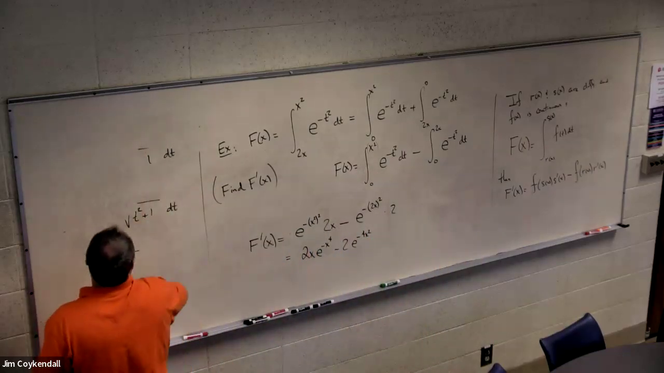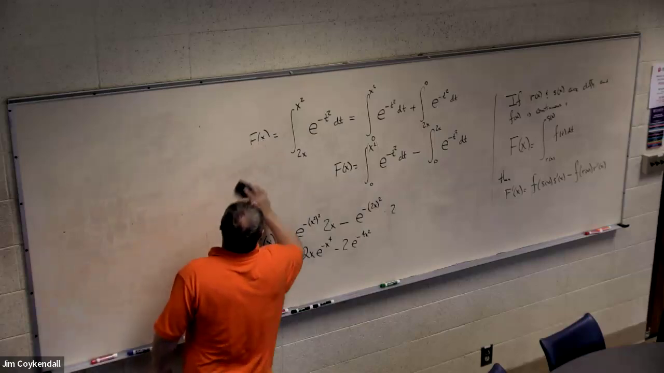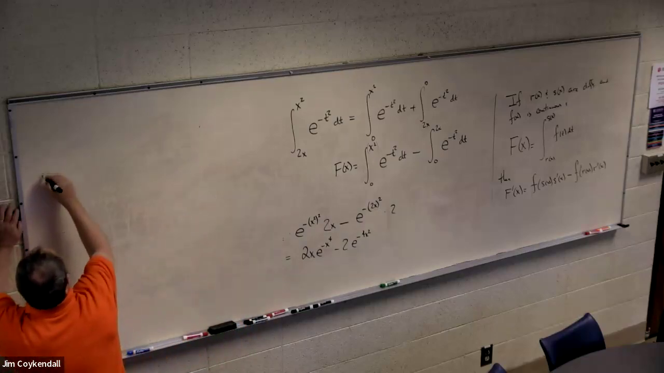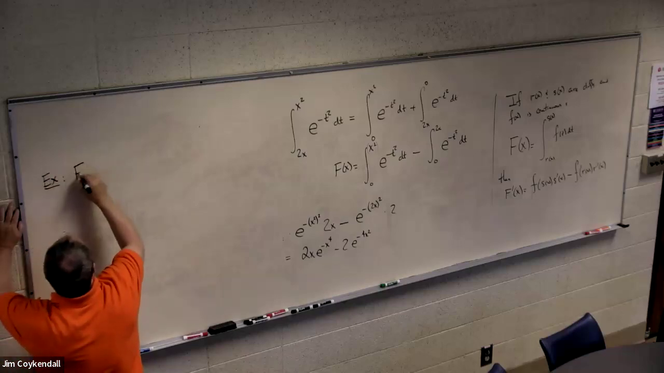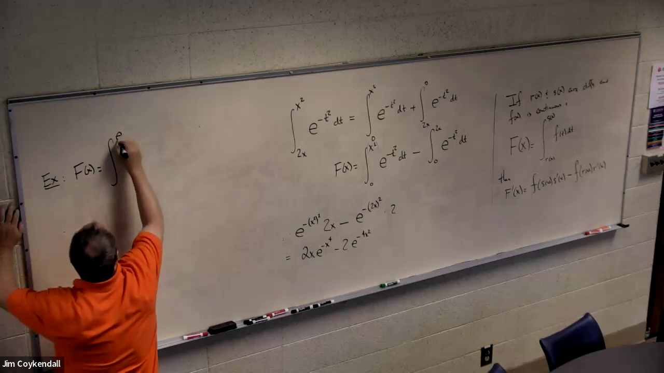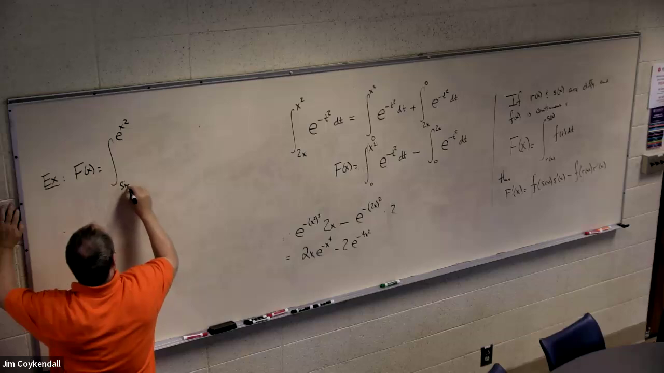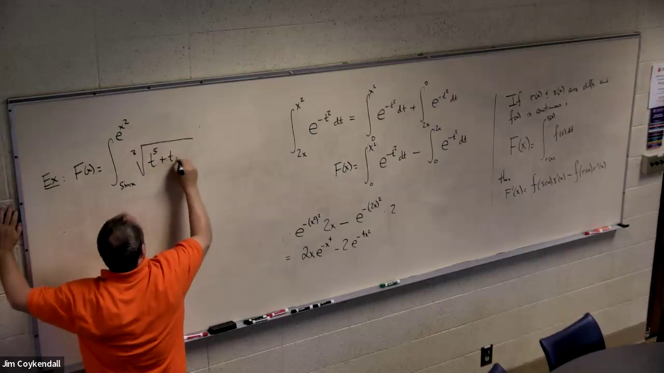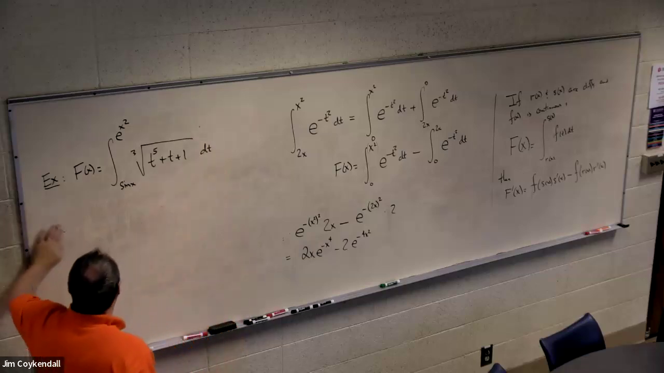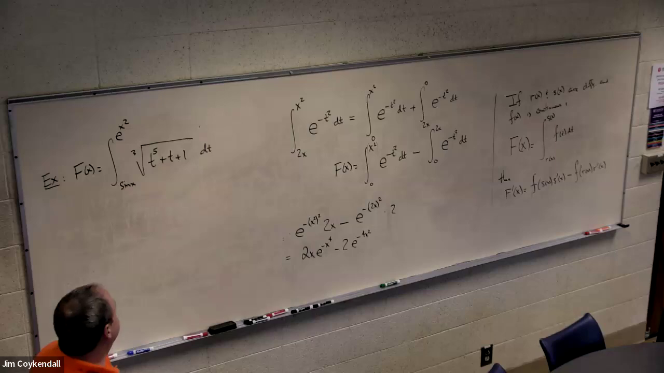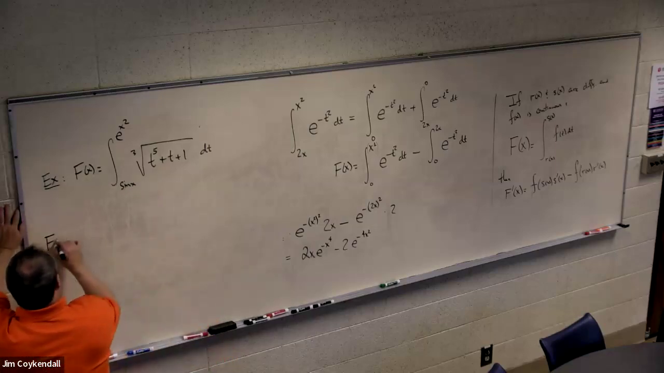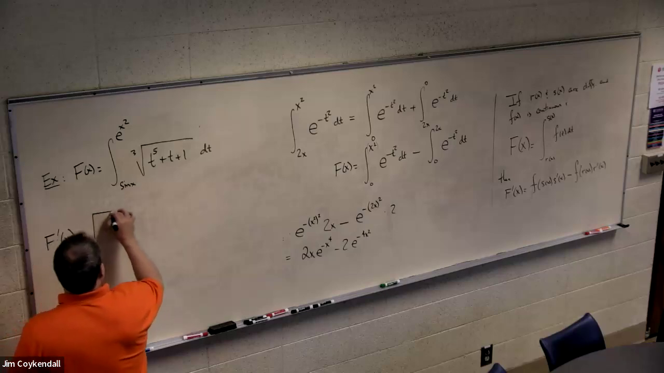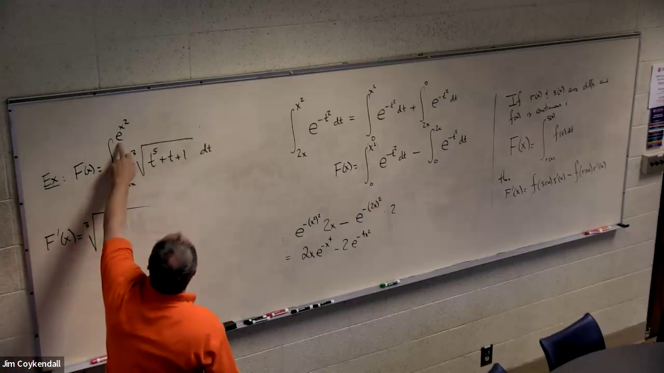So let's do another example. F of x is the integral from sine x to x squared of the cube root of t plus 1, one of my personal favorite functions. Then F prime of x is: plug in the top, so the cube root, plug in the x squared for t.